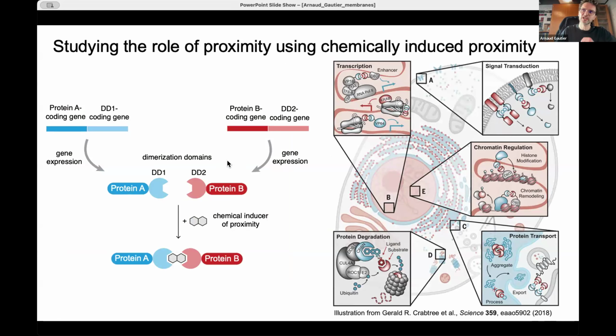And the idea of this chemically induced proximity tool is really to, so I don't know if you see my arrow on the, no, yeah, you see it? Yeah. Yes. Right.